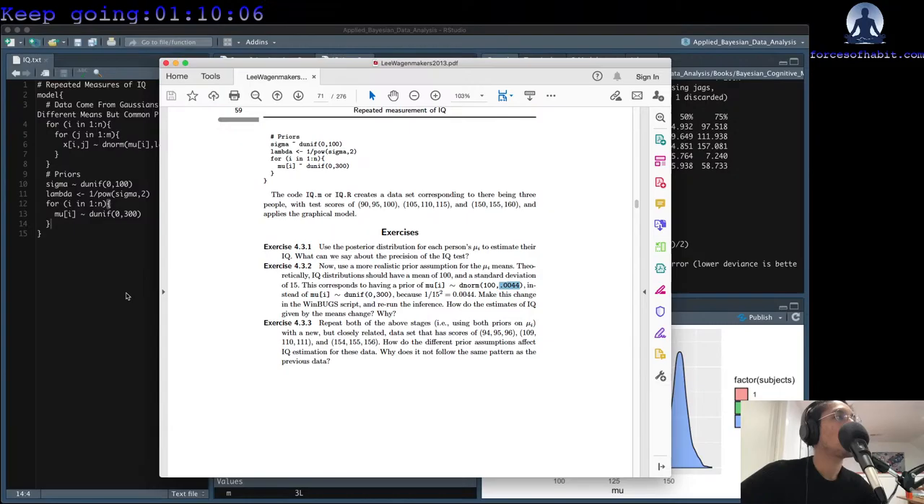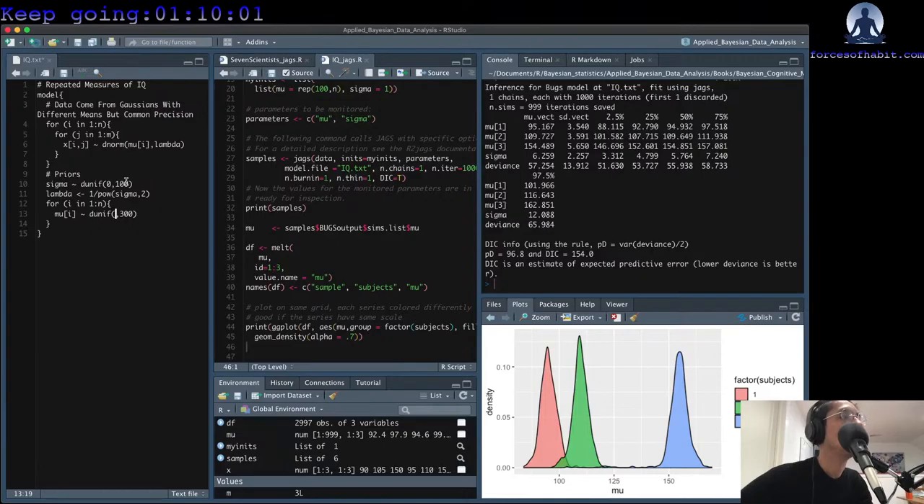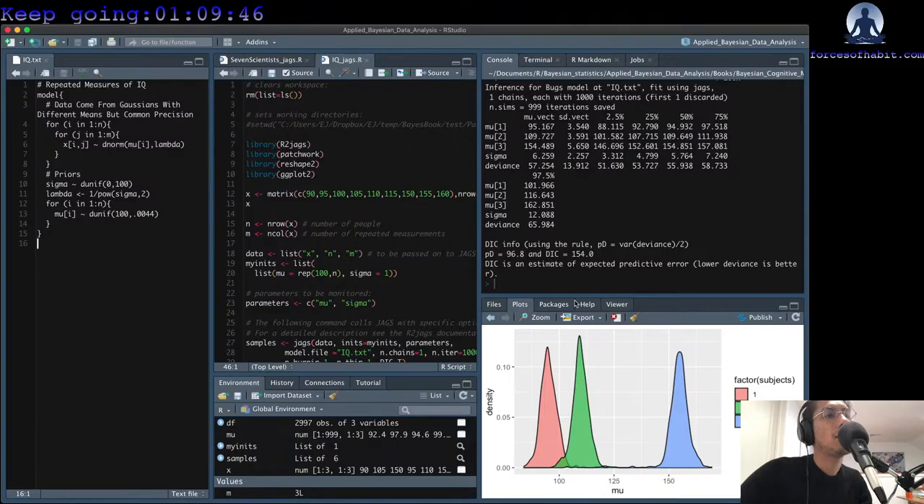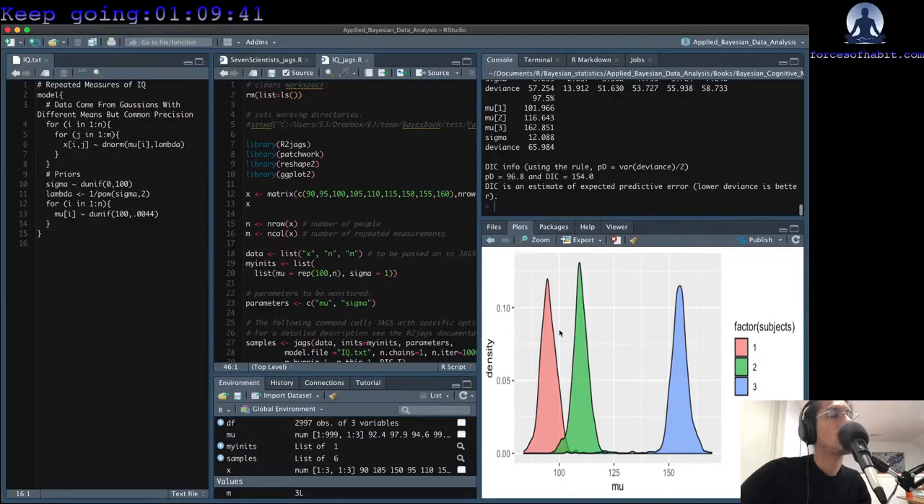So now it just wants me to change my priors. So I'm going to use an average of 100 and then 0.004. All right, so now what we're gonna see is a change in potentially the distributions of the mu's.